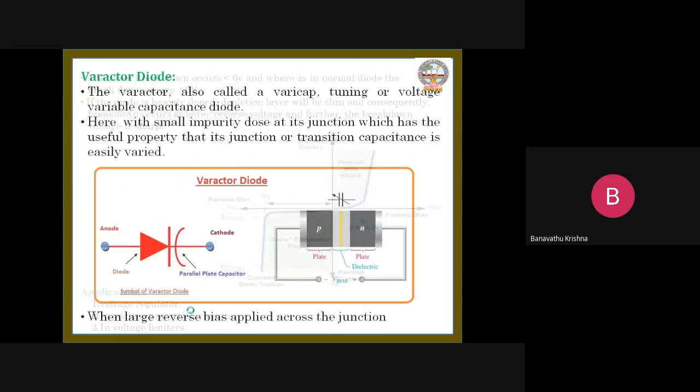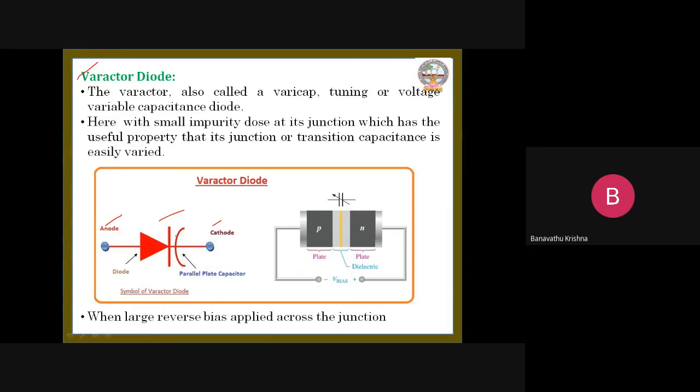Okay, right. Next one is the Varactor diode. As I told you, Varactor means varicap, or voltage variable capacitance, or a tuning capacitance. Here, this is the symbol of the Varactor diode. This is the terminal anode. This is the cathode. Cathode is nothing but negative, anode is nothing but positive.